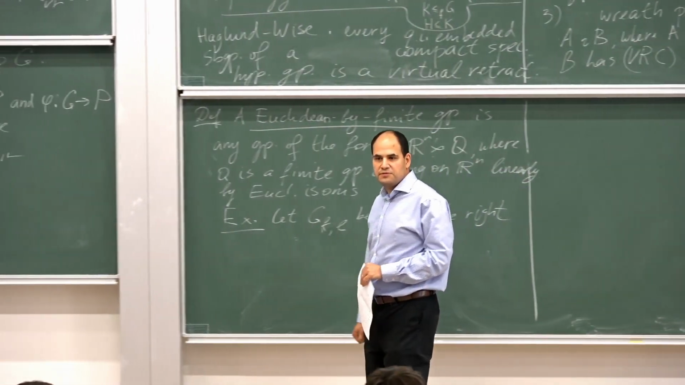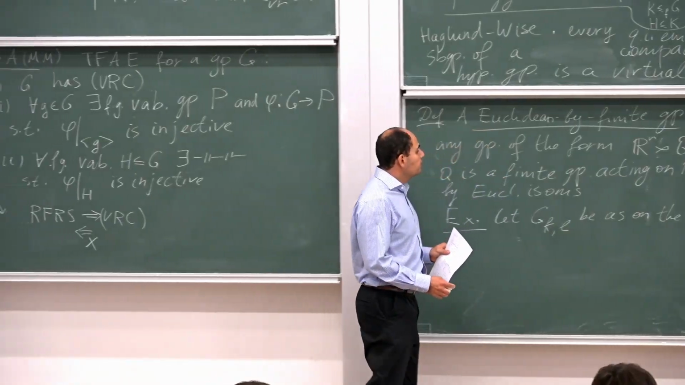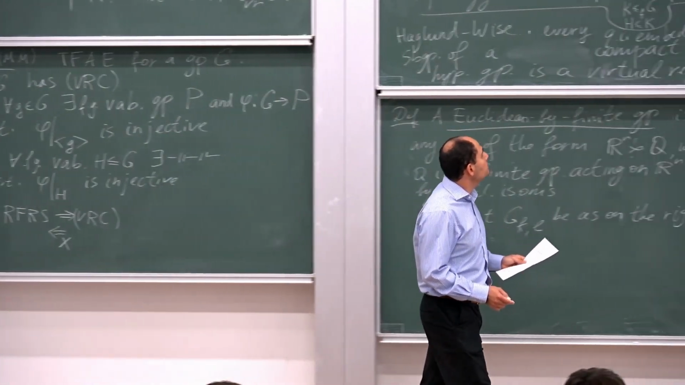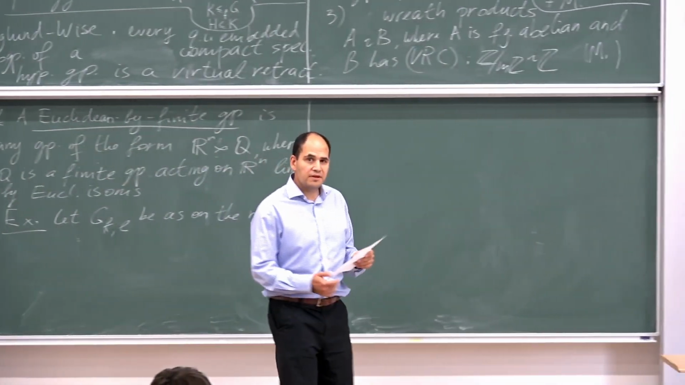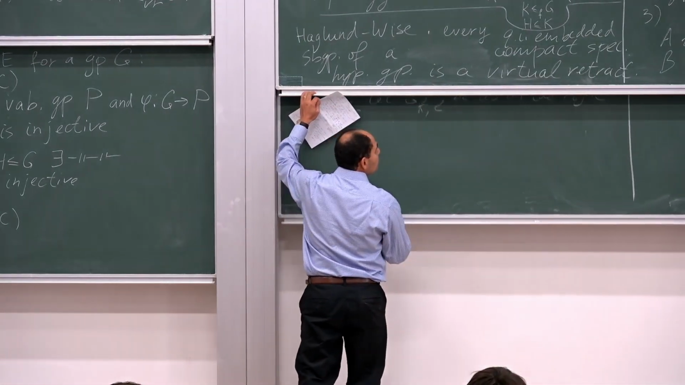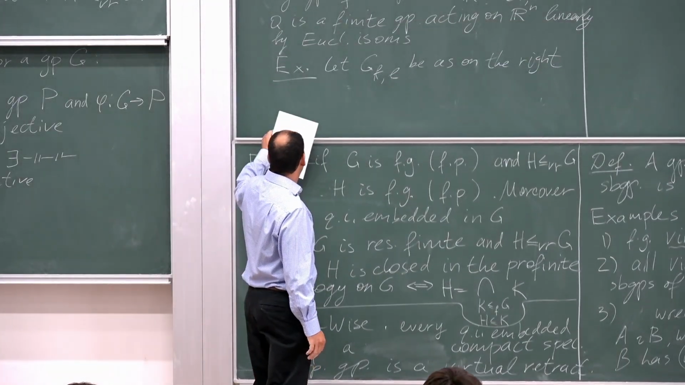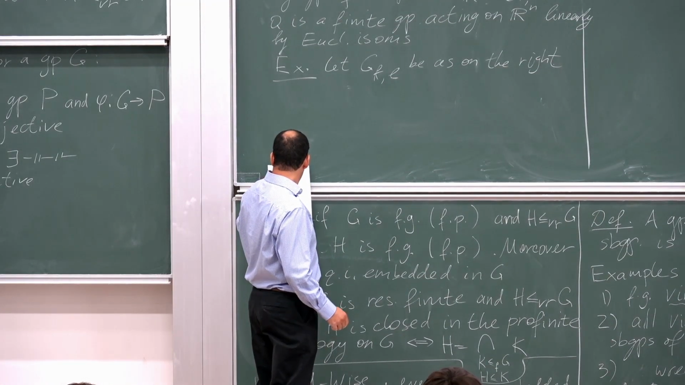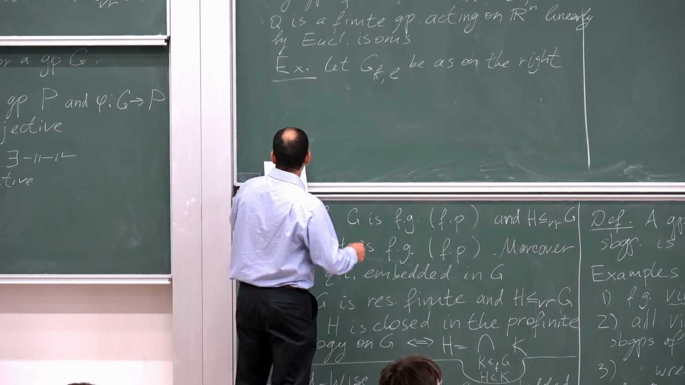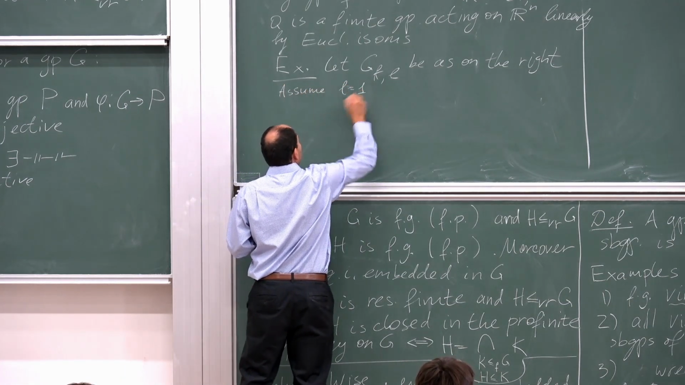Okay, so let's look at this family. I want to characterize when these have VRC using the theorem. And I'm really slow, but this is the main point. Why do we care about Euclidean by finite groups? Okay, so I'm going to assume for simplicity, actually I'm going to assume L equals 1.